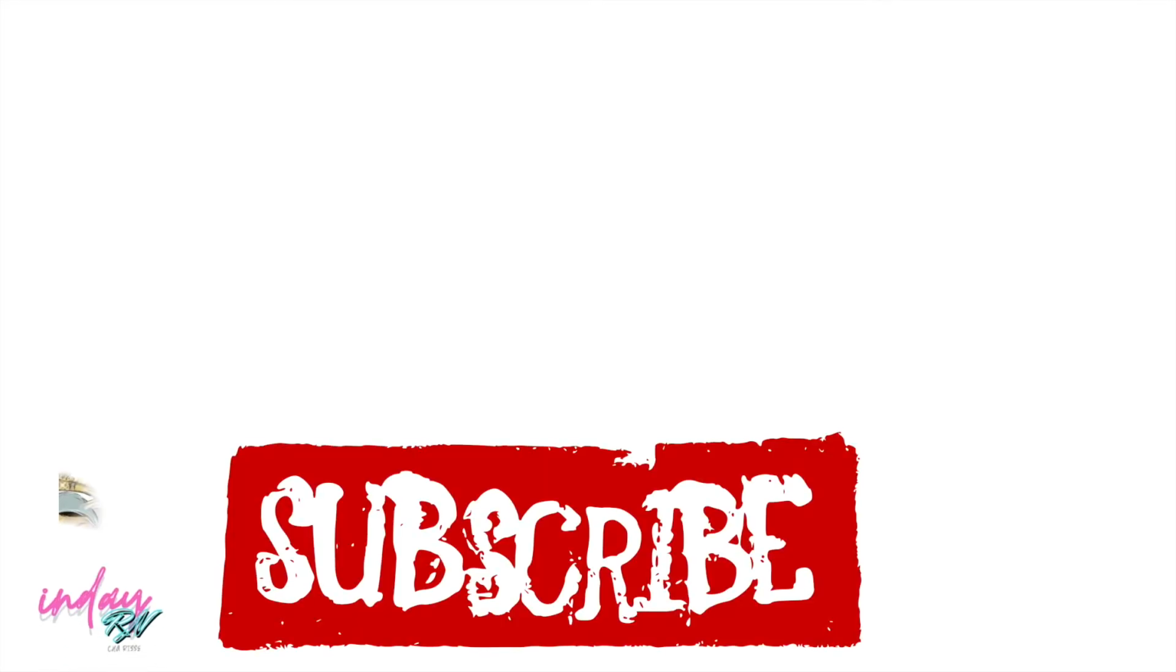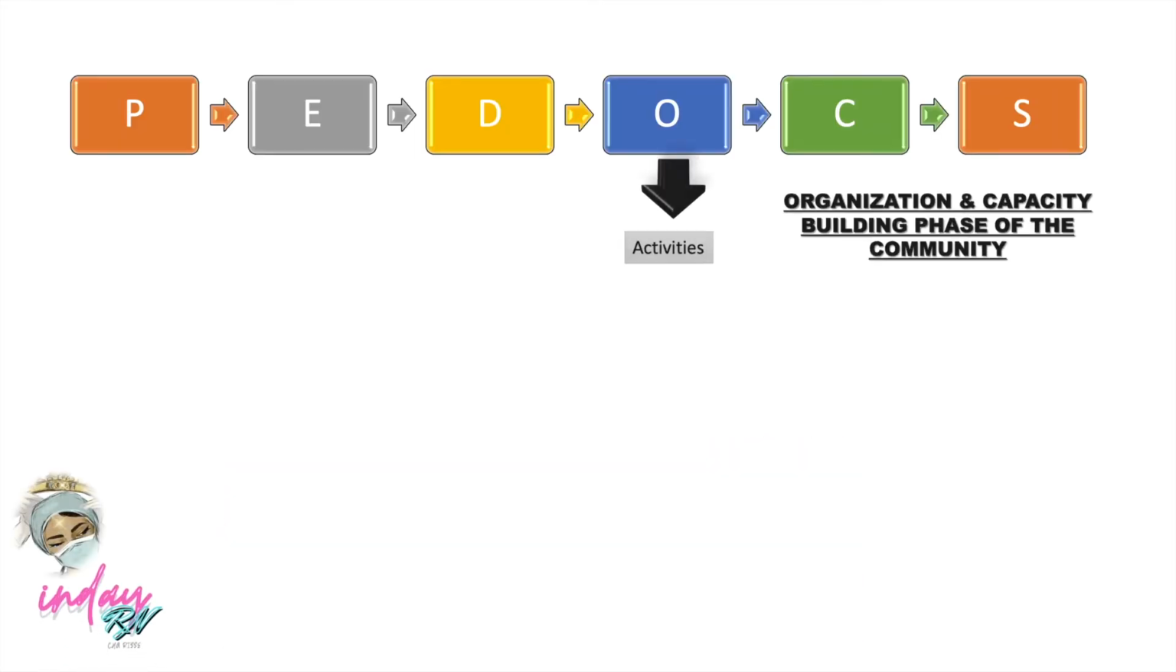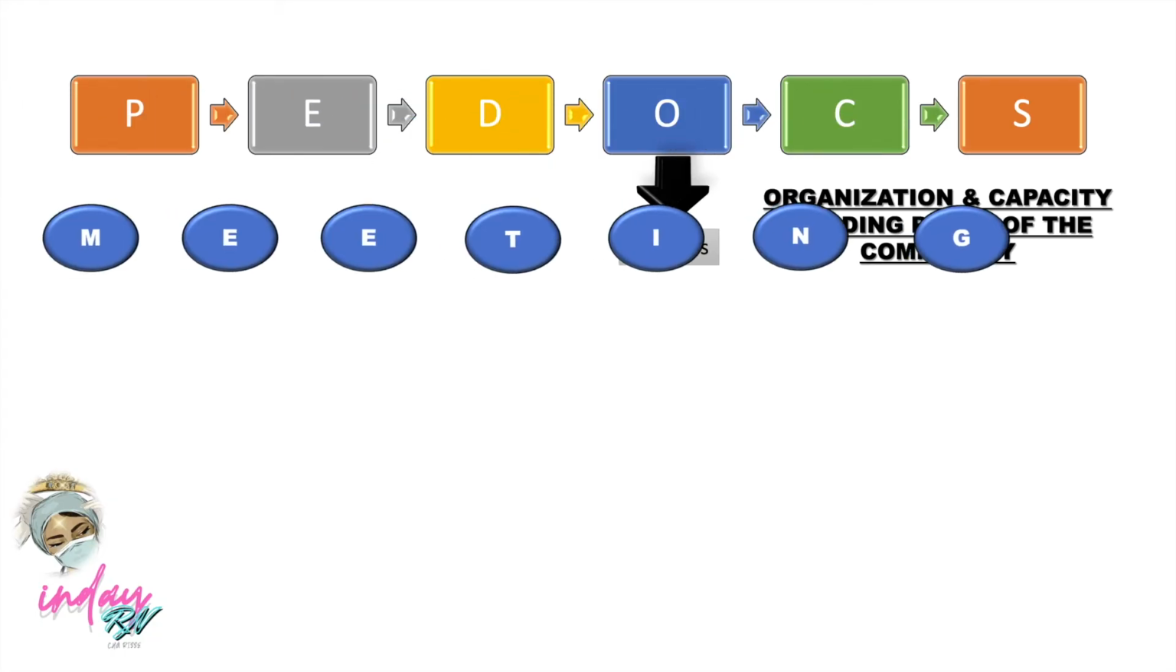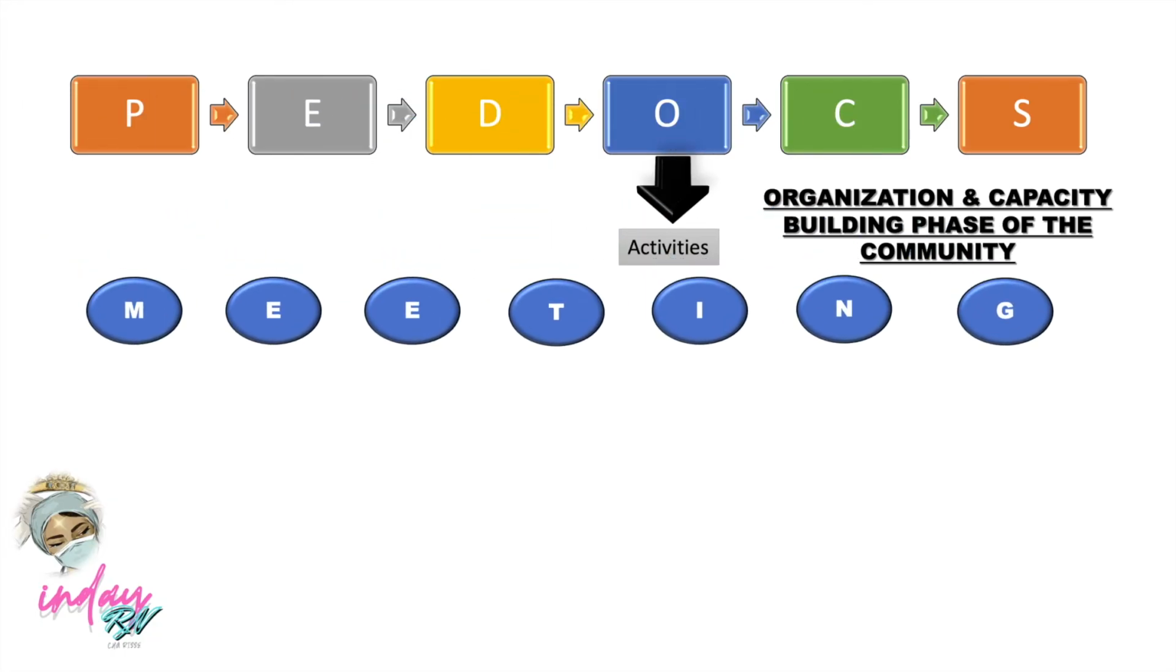So the next one here in the COPAR process is the organization and capacity building phase of the community. Here, we actually have activities, and the mnemonic is meeting. Remember every mnemonic that I'm presenting here because they might help you. In P, I've mentioned CSID. E, IDIG. D, FPDCA. And here in O, meeting.